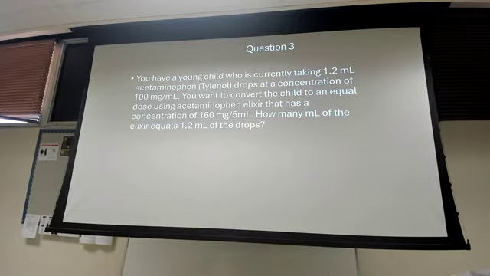So you have a young child who's currently taking 1.2 milliliters of acetaminophen drops at a concentration of 100 milligrams per milliliter. You want to convert it to an equal dose using acetaminophen elixir that has a concentration of 160 over 5 milliliters. So how many milliliters of the elixir equals 1.2 milliliters of the drops?